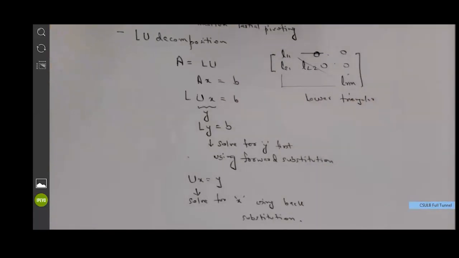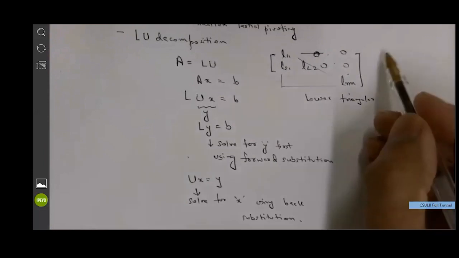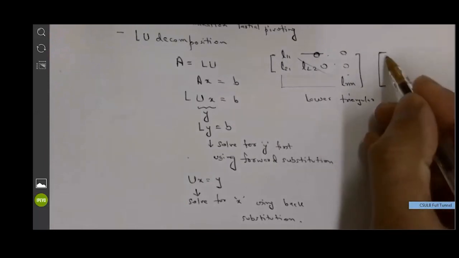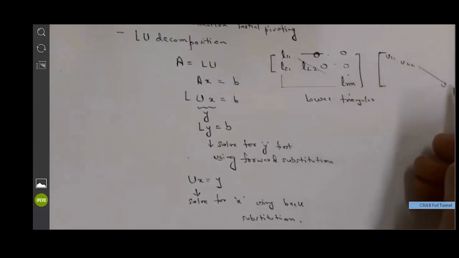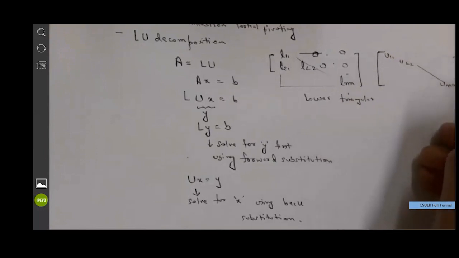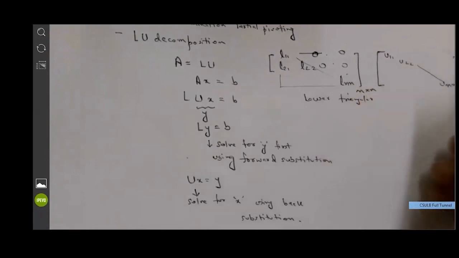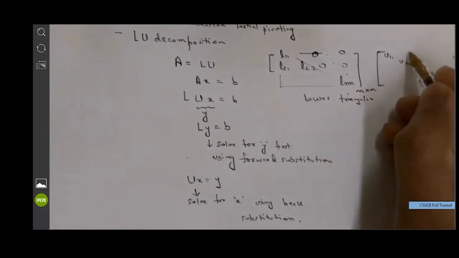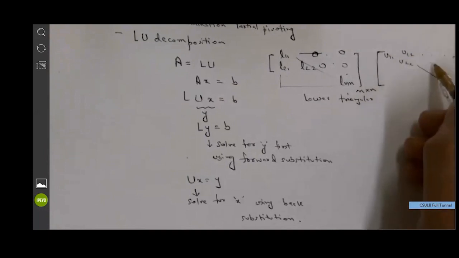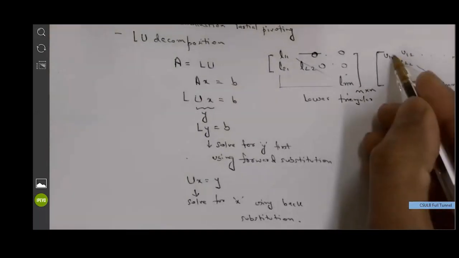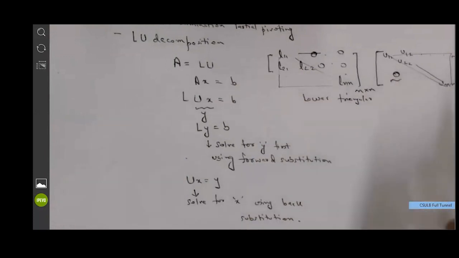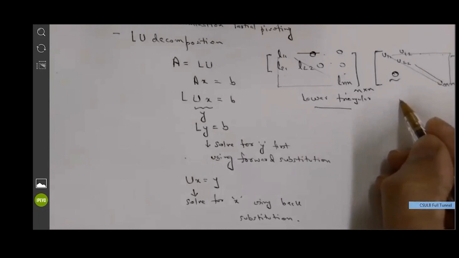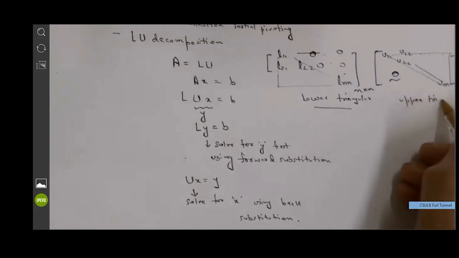And similarly, we have U, and U is upper triangular. So you have U11, U22 as diagonal entries. This is n cross n, and this is n cross n. And you have all the entries above the diagonal, and all the entries below the diagonal are zero. So that is your upper triangular matrix. Is everybody with me so far?